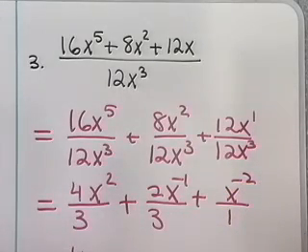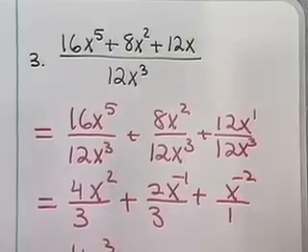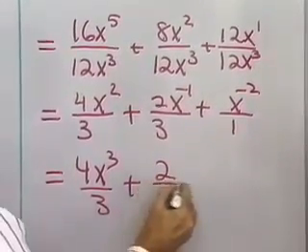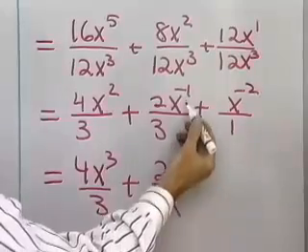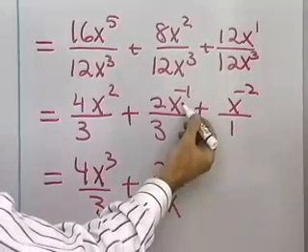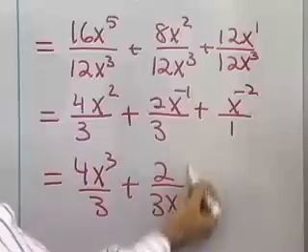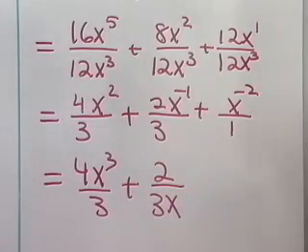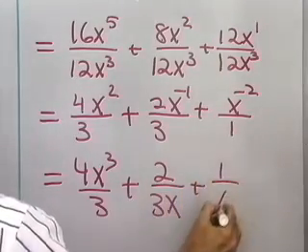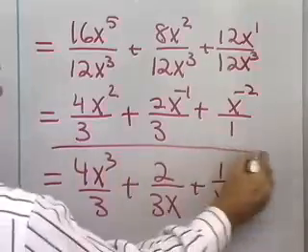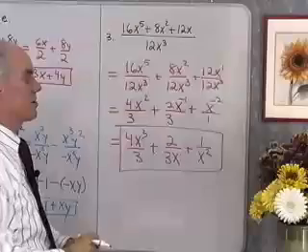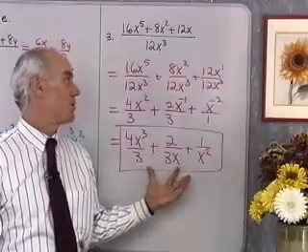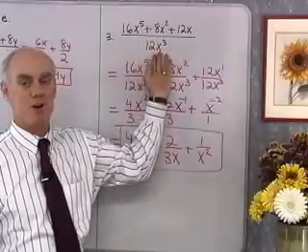And so let's simplify. 4x cubed over 3 plus 2 over 3x, because I want to write this with a positive exponent. So instead of x to the negative 1 in the numerator, I have x to the positive 1 in the denominator, and then 1 over x to the 2nd power. So kind of a complicated looking expression, but this is the quotient of this trinomial with this monomial right here.